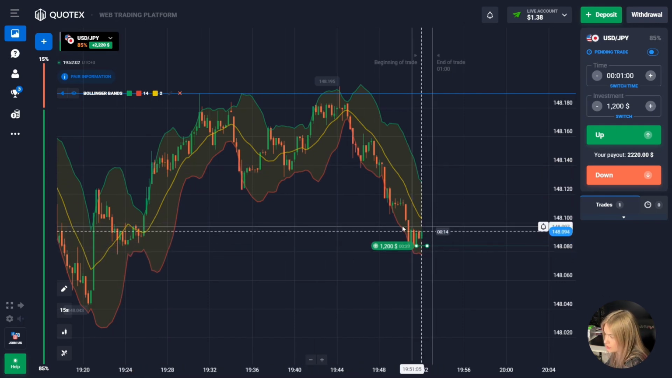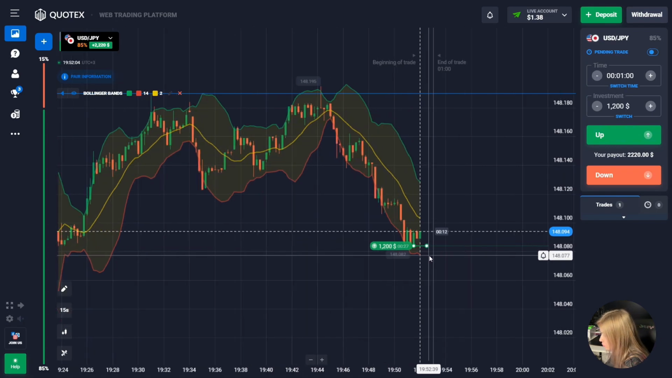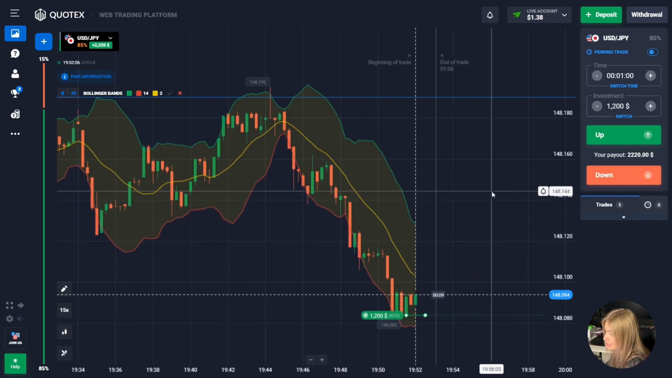That is, all these points tell us that the price has a good potential to increase, and I think we will see a price increase in the near future. And so guys, let's wait for the end of our deal.